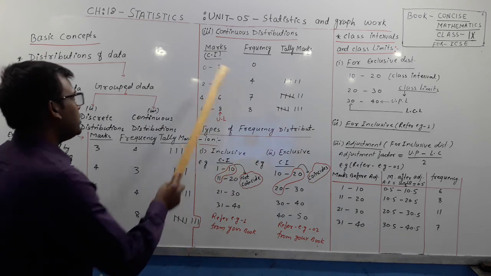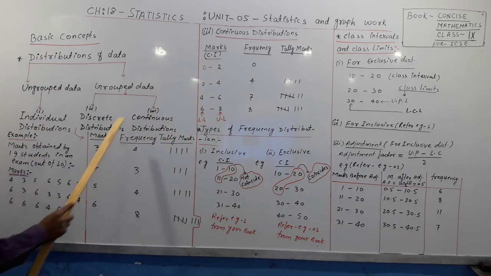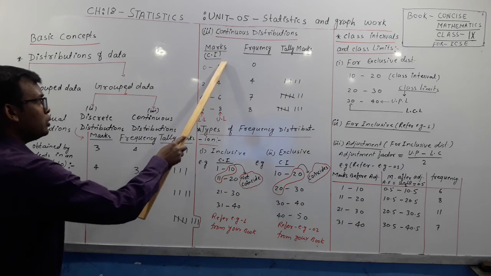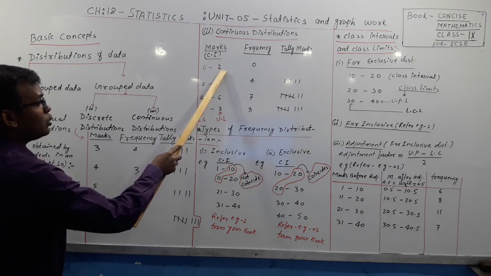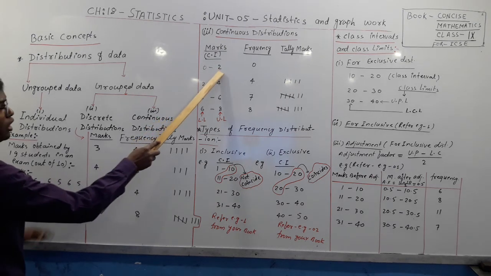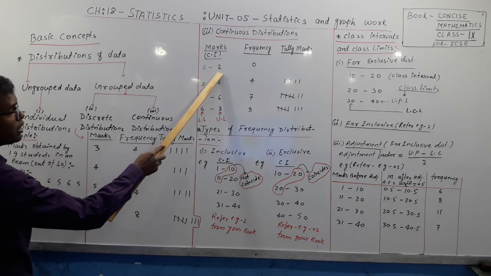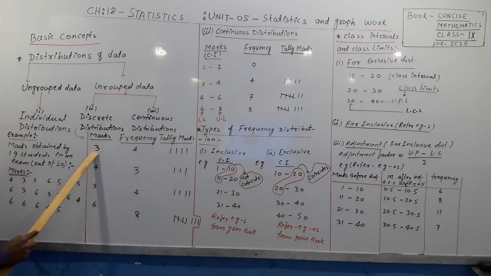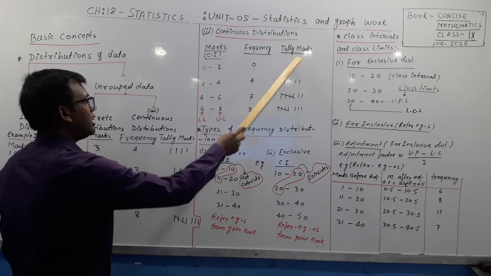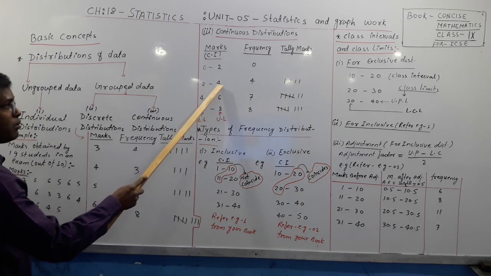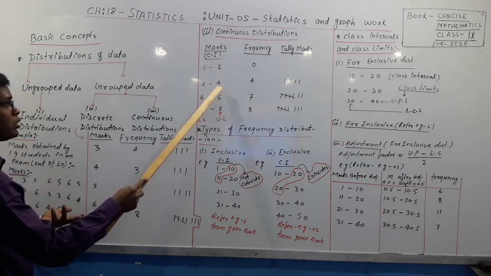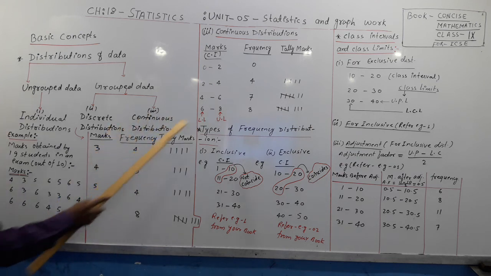In between 0 to 2, how many of you obtained 0 to 2 marks but not including 2? This is called exclusive, and the other is called inclusive. So 2 will not be considered. There is no mark obtained between 0 and 2, so the frequency will be 0 and the tally marks nothing. Similarly, between 2 to 4, 2 will be included but 4 will not, that means less than 4, up to 3. For 3, how many are there? Exactly 4.